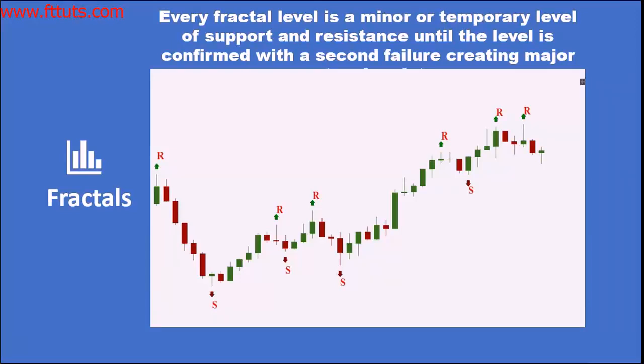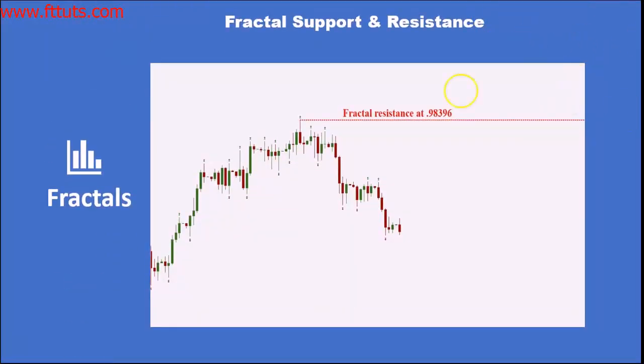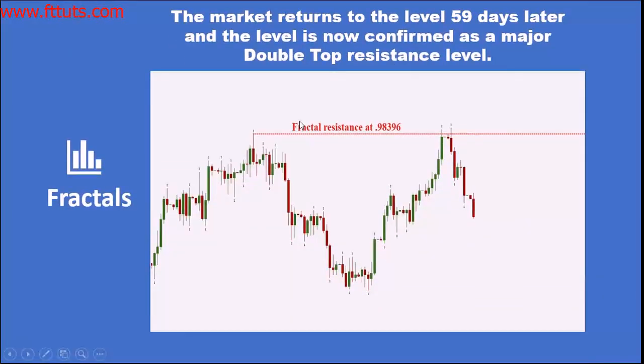All right. So every fractal level is a minor or temporary level of support and resistance until the level is confirmed with a second failure, creating major support and resistance. Here you can see you have fractal resistance at 98,396. The market returned to the level 59 days later, and the level is now confirmed as a major double top resistance level.